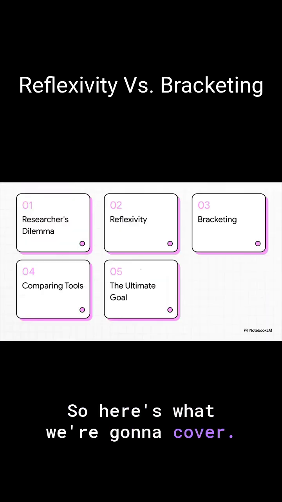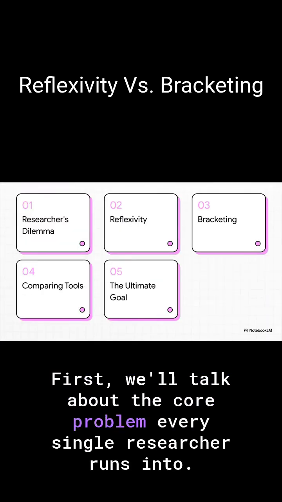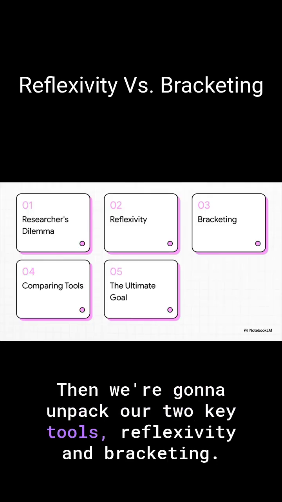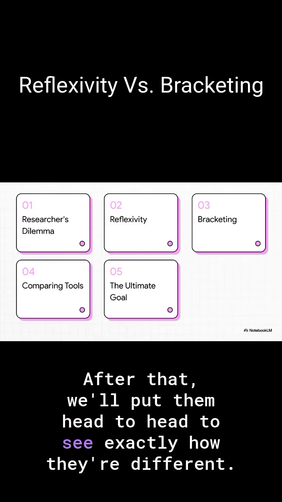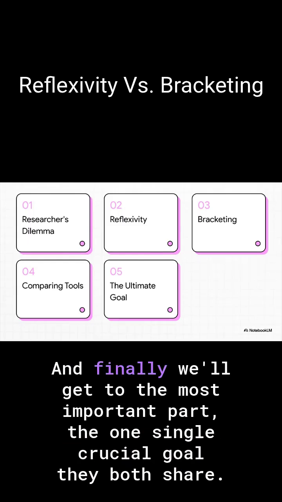So here's what we're going to cover. First, we'll talk about the core problem every single researcher runs into. Then, we're going to unpack our two key tools, reflexivity and bracketing. After that, we'll put them head-to-head to see exactly how they're different. And finally, we'll get to the most important part, the one single crucial goal they both share.